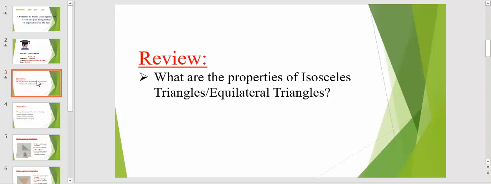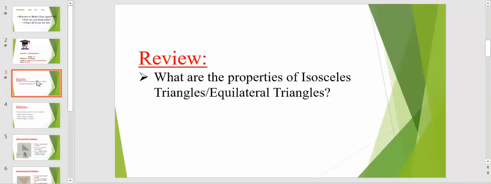So what are the properties of isosceles triangles? And what are the properties of equilateral triangles? Okay, wait a moment. Give me the answer, please.